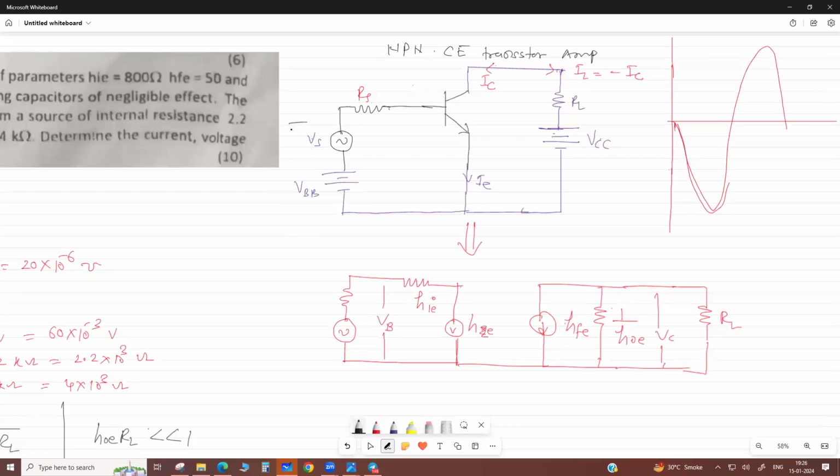Apply the input signal. Then it amplifies. Negative means its polarity is different. Okay? Opposite.